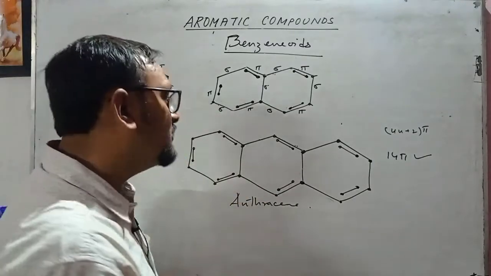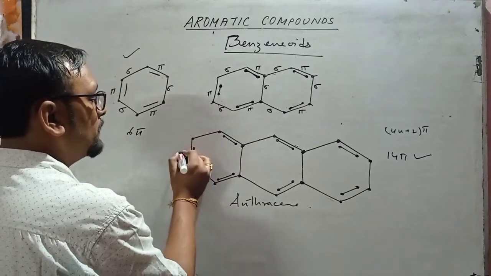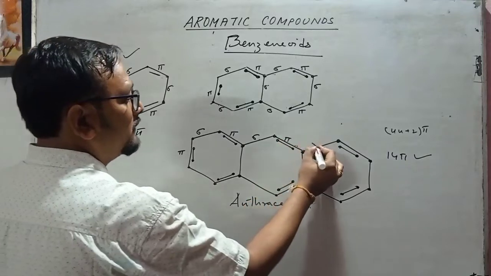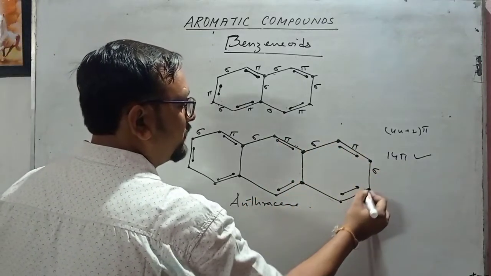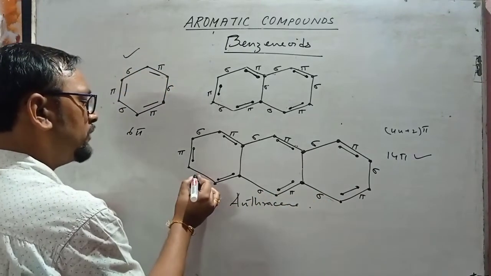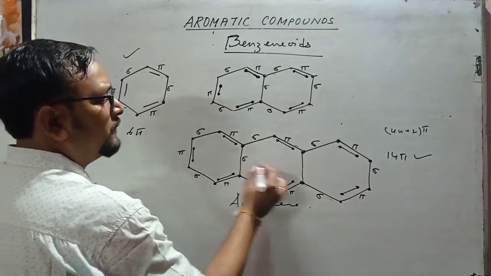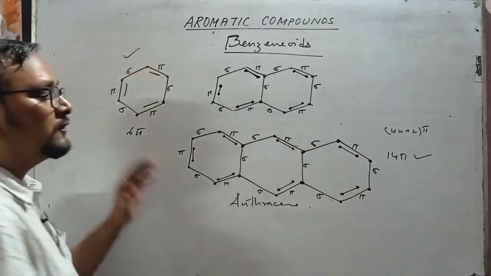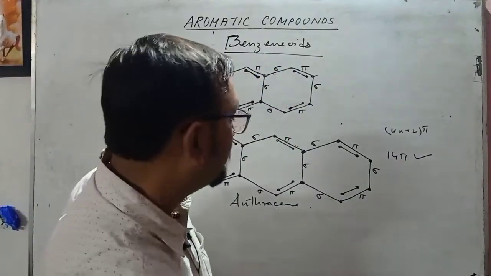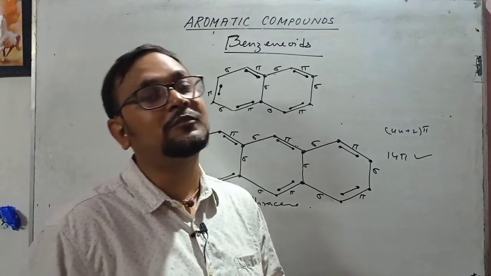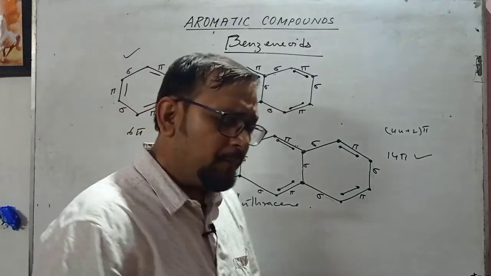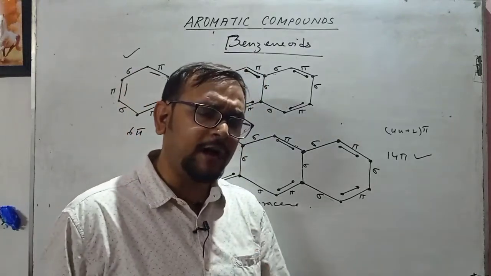Now is it showing conjugation? That is another important condition. Let's see. Pi sigma pi sigma pi sigma pi sigma pi sigma pi sigma. Here one more sigma pi sigma. So it is also showing a conjugation system. Sigma pi conjugation is going on. So anthracene is also an aromatic compound.